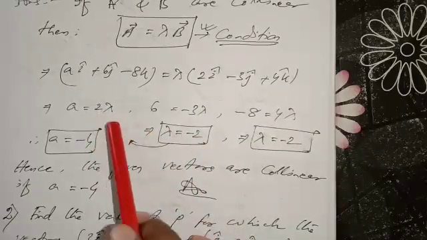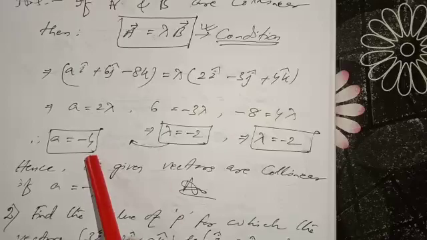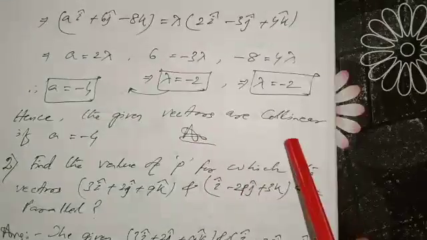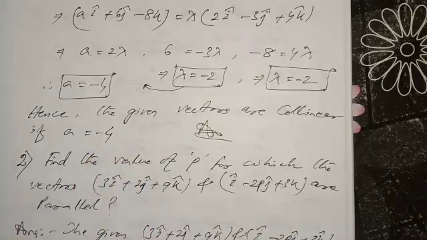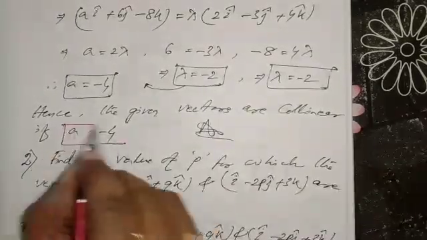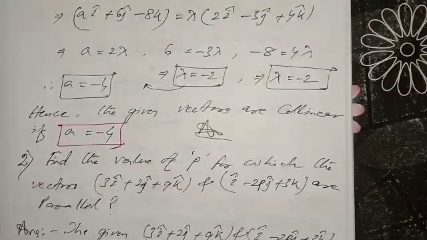After finding the value of lambda, put it in the first equation. That will be 2 into minus 2, so a is equal to minus 4. Hence the given vectors are collinear if a is equal to minus 4. This is the answer of number 1: a is equal to minus 4. Let us go to the second number.